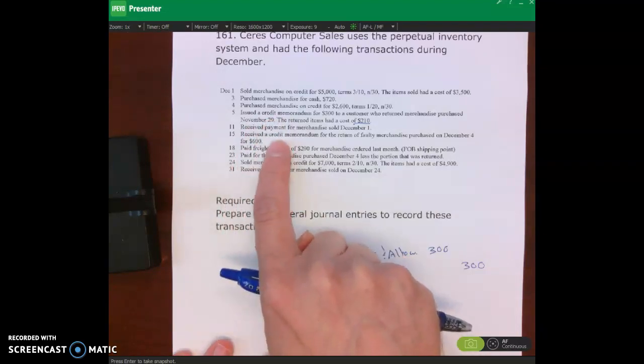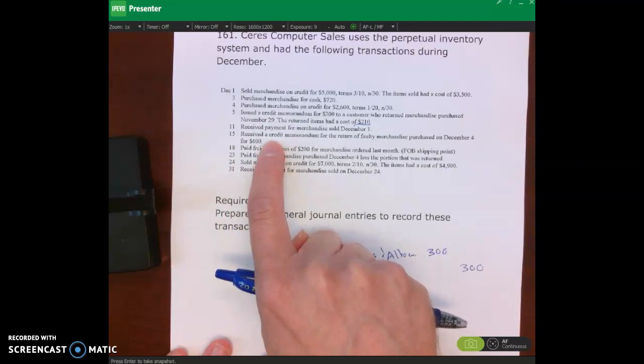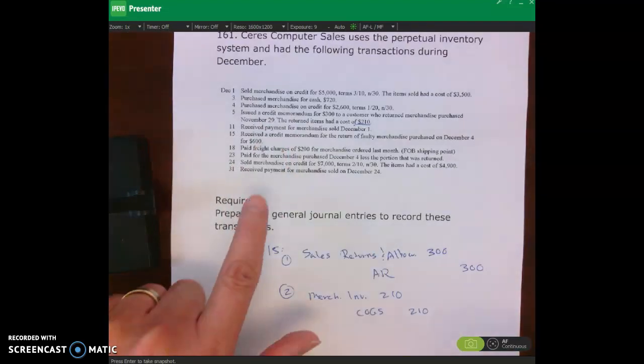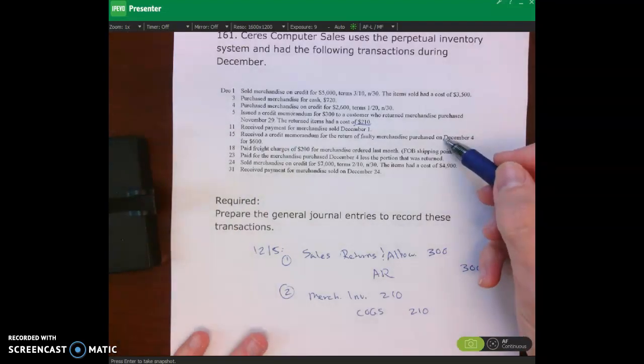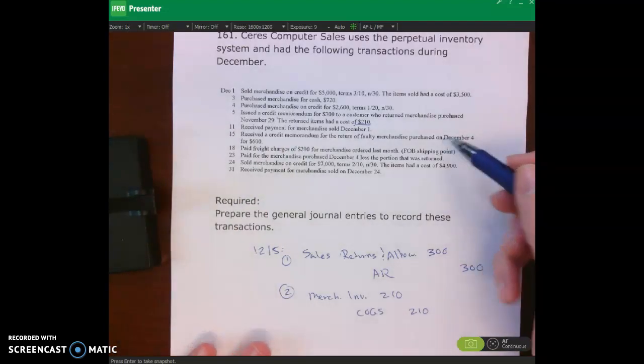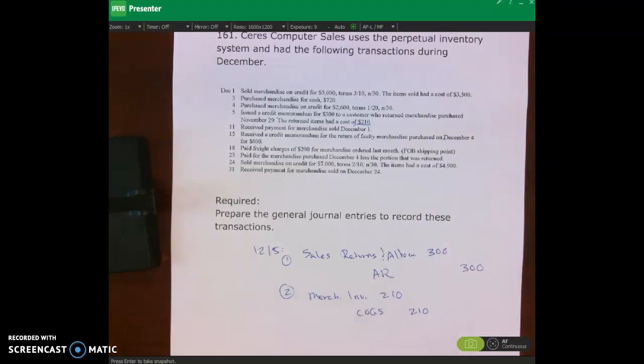Okay, so this one, really, the equivalent of this is saying we issued a debit memorandum. We received the credit memorandum, so this is a purchase return. Okay, that's what this is. It's a purchase return. Okay.